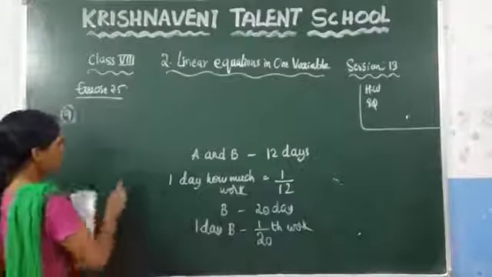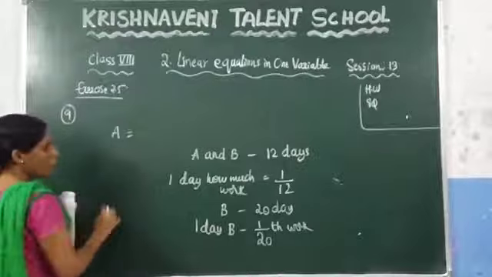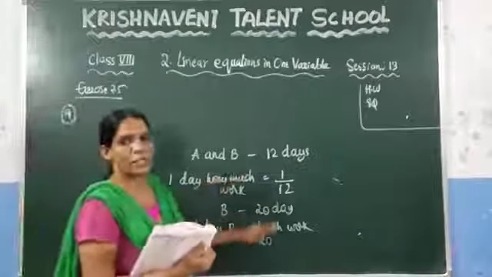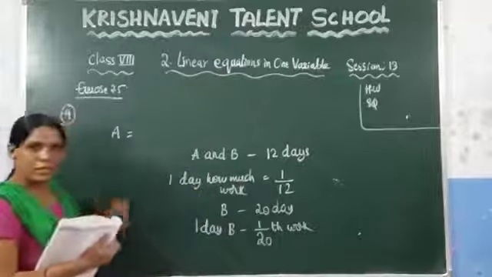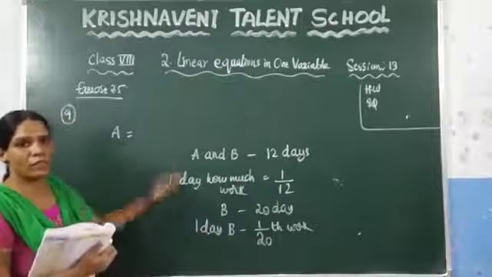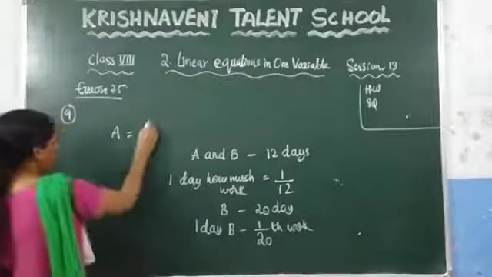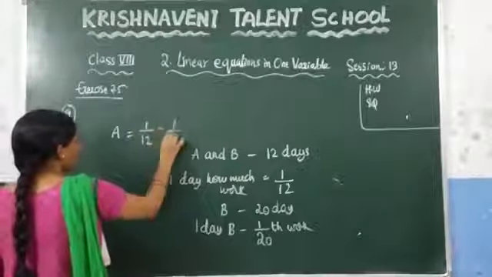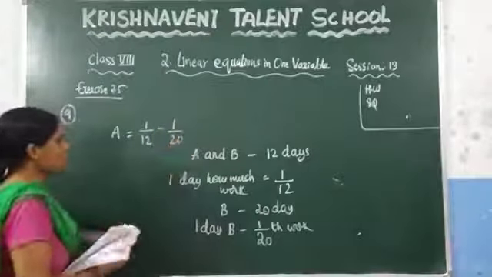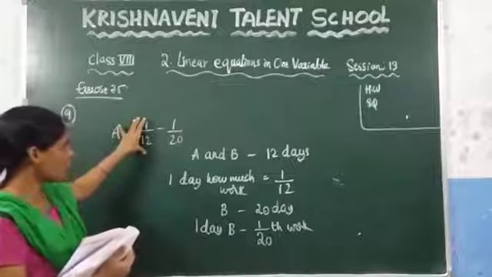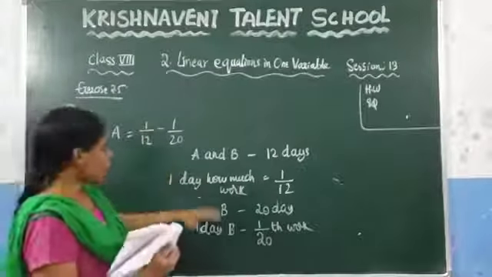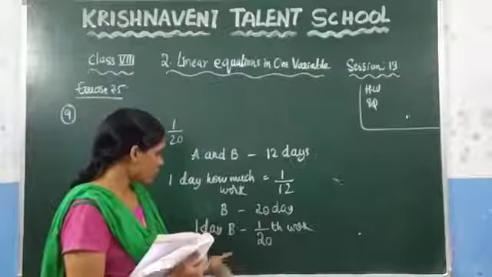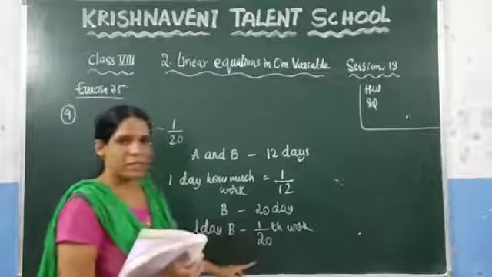So if you want to find it for A, what we need to do is subtract these two values, so that you can come to know in how many days A alone can finish the same work. After subtracting, what you will get is 1/12 minus 1/20. Here both A and B together can finish the work in 1/12 per day, and B alone can finish in one day 1/20th of the work.